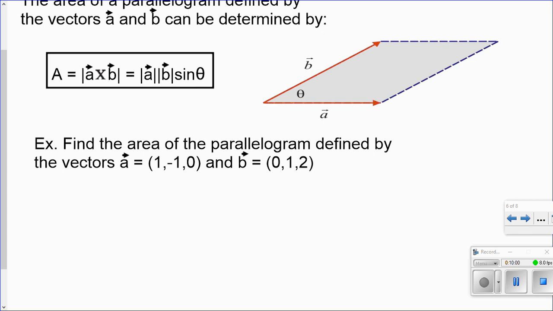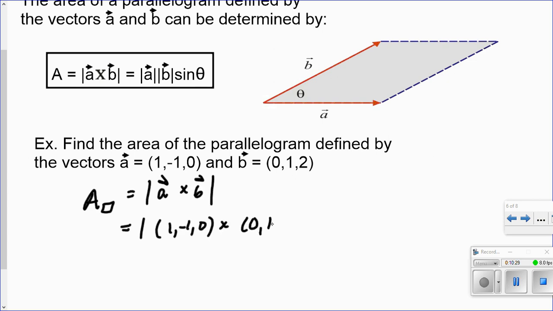So let's find the area of this parallelogram defined by the two vectors. What I want to do for this particular example is take the cross product of the two vectors. I'm going to do that and find the area of the parallelogram using that formula here. So I want to take the cross product of (1, -1, 0) cross (0, 1, 2).